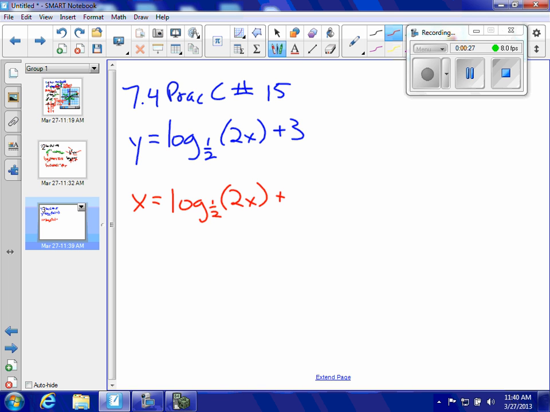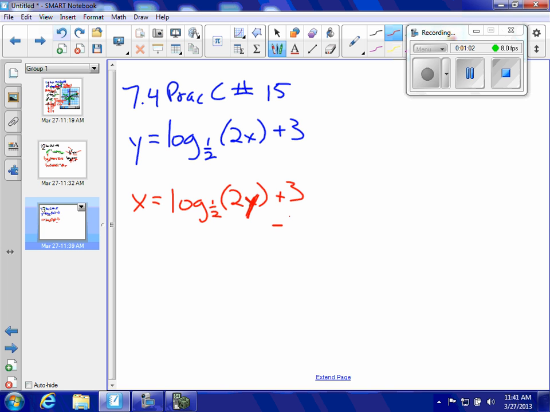2x plus 3. Now, one thing you need to be really careful about in this problem is the argument of my logarithm is nicely put here in parentheses. The 3 is not part of the argument of my logarithm. The 3 is separate. It's kind of like a k, really. So before I can do anything with this, I need to make sure that I switch my x's and y's like that. I need to move my 3.